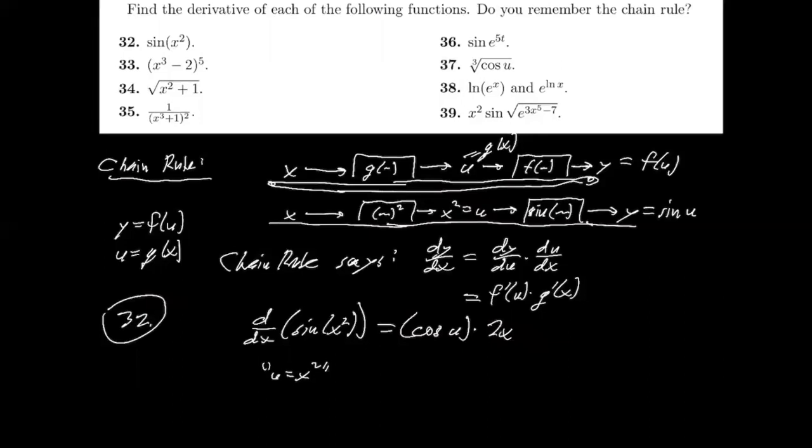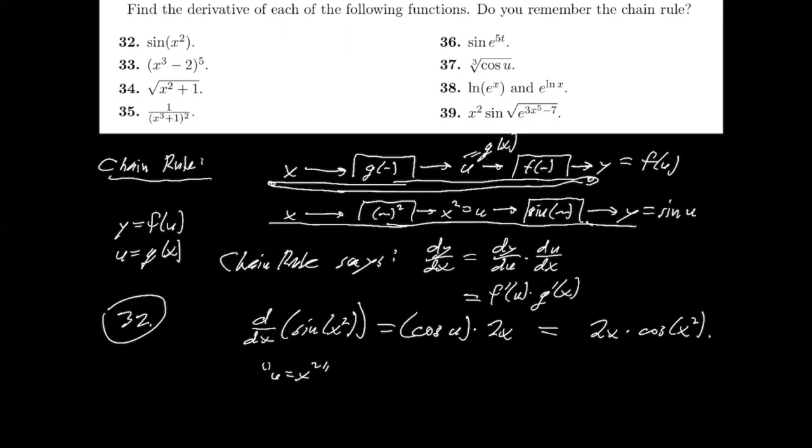So times 2x. Okay, so you could say the answer is cosine of u times 2x, but we don't want to answer in terms of u, so you plug the x squared back in for u right here. And I'll put the 2x in front. So this is really 2x times cosine of x squared. Okay, so that's the answer.